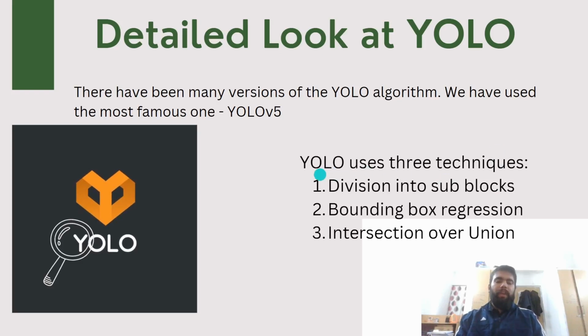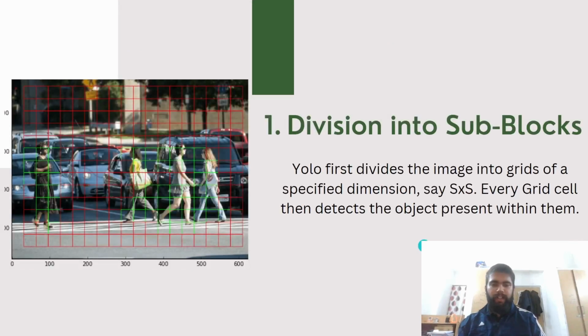So what are the basic techniques used in YOLO? We actually use three basic techniques in YOLO. YOLO first divides the whole image into subblocks, then it performs bounding box regression, and then it has a technique called intersection over union to check its correctness. We'll look at these parts individually in much more detail. So let's first look at division into subblocks.